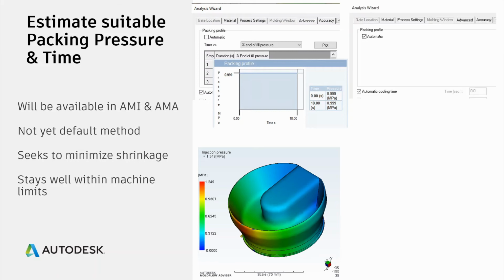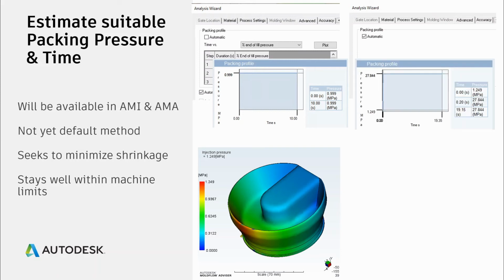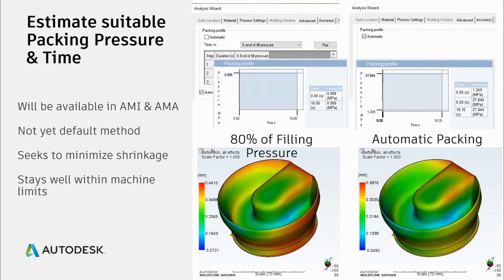Now, if we turn on the new automatic packing profile feature, there's no longer the table where you enter the duration and packing pressure level. In this case, the packing pressure level which was used was something around 28 megapascals. And if we compare the warpage deflection predictions of these two analyses, the one on the left, which used 80% of filling pressure, and the one on the right, which used the automatic packing profile, we see that the amount of deflection has been reduced.